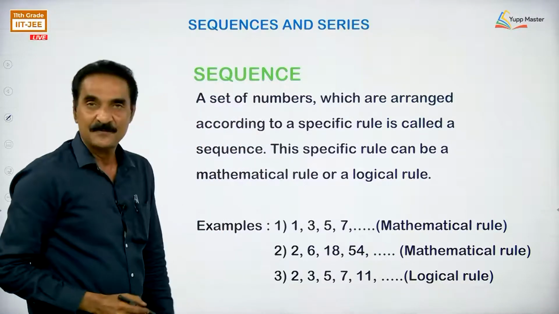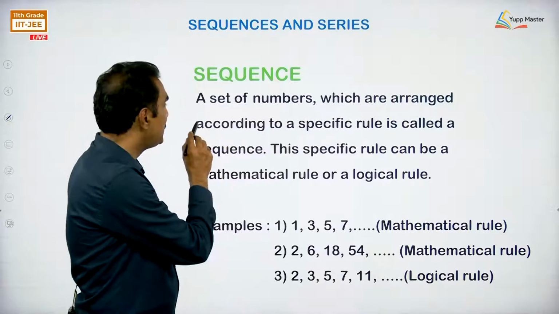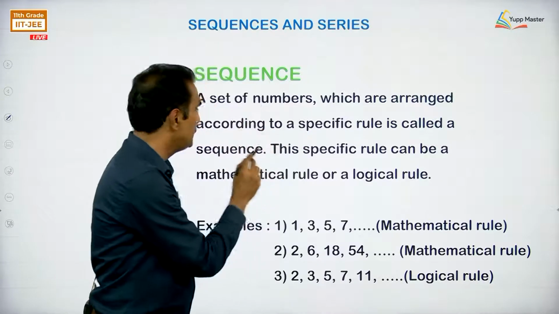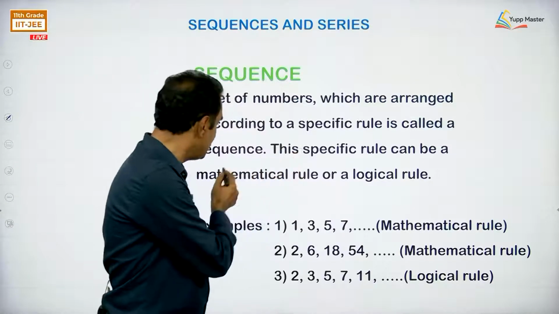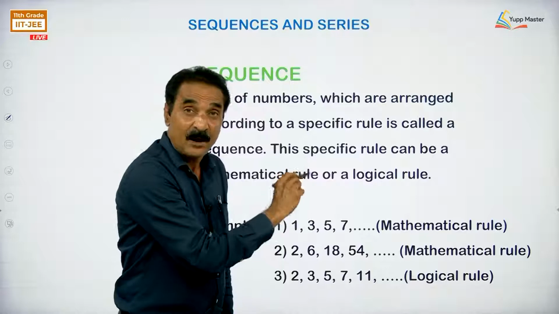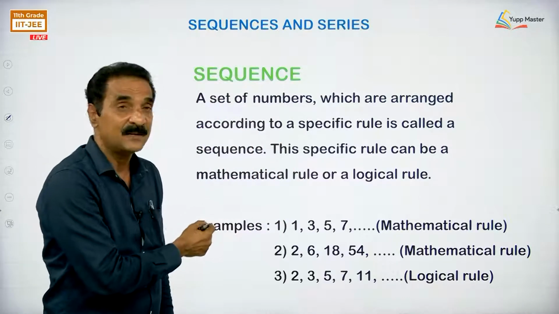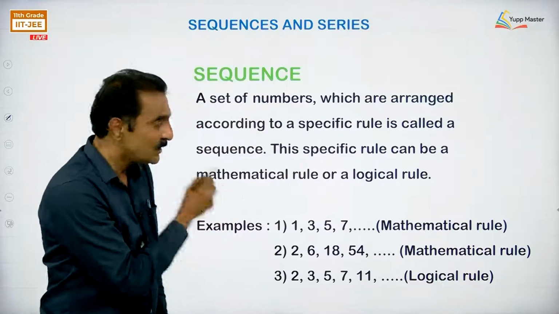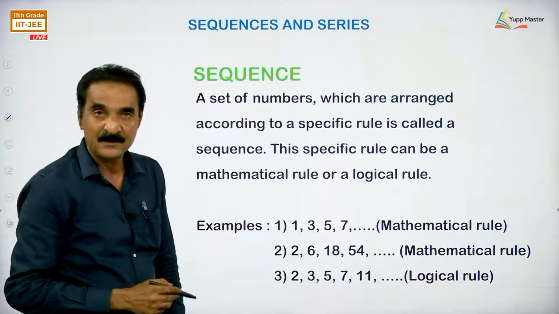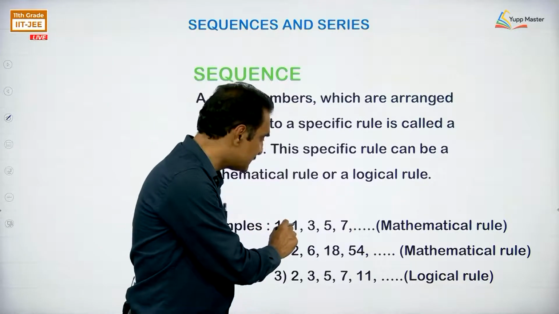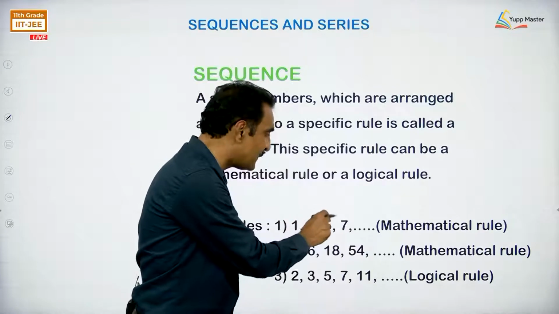First, the definition of sequence: a set of numbers which are arranged according to a specific rule is called a sequence. This specific rule can be a mathematical rule or a logical rule. You will understand what is a mathematical rule and what is a logical rule from the examples. Let us take some examples. In the first example, I have taken the numbers 1, 3, 5, 7 and so on.